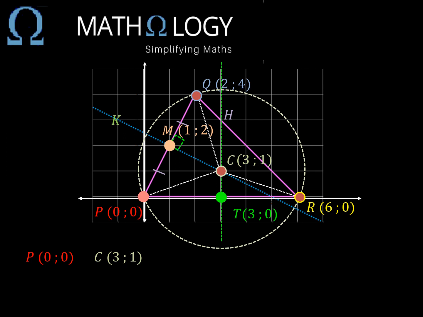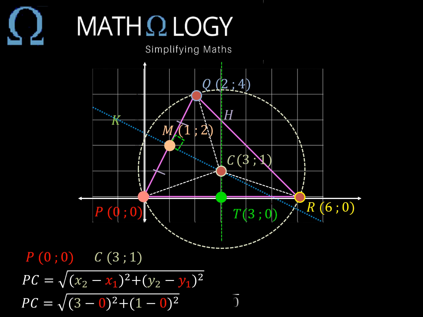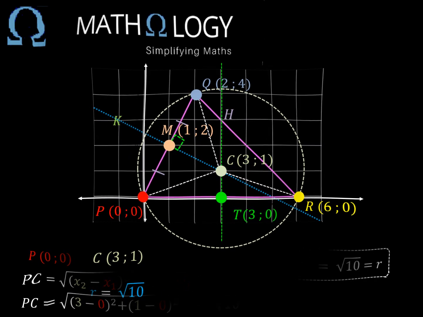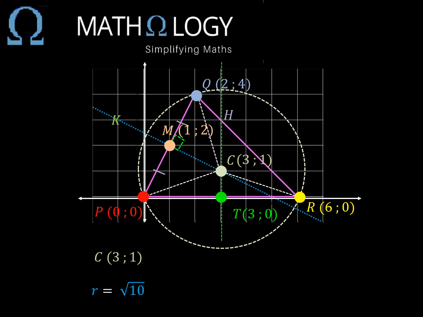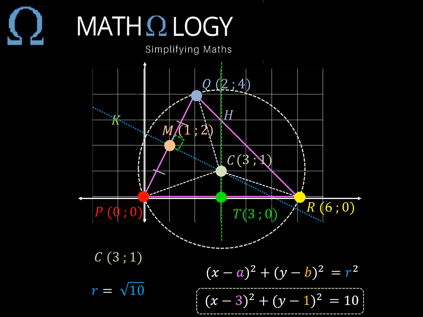To determine the length of radius PC, use the distance formula. The length of PC, the radius of the circle, is therefore √10. The equation of the circle is therefore given by (x - 3)² + (y - 1)² = 10.